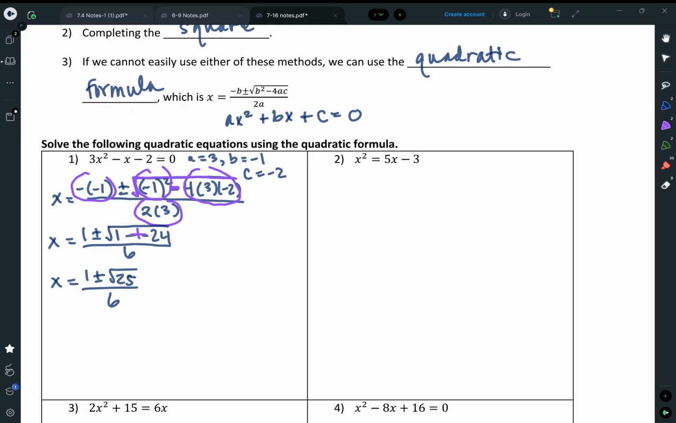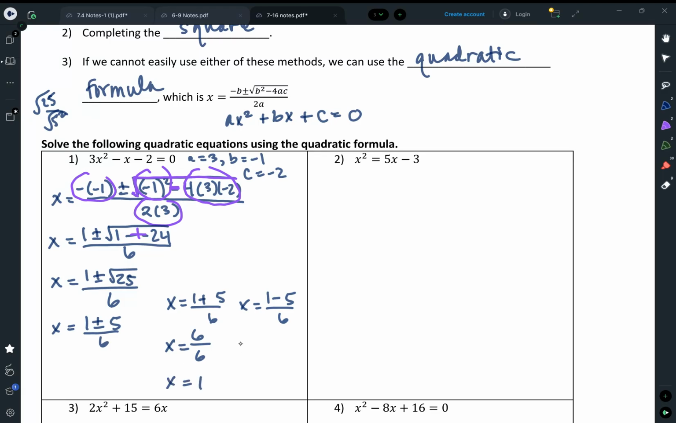Remember, 25 is 5 squared. If I rewrite the square root of 25 as the square root of 5 squared, we can easily see it's just 5. So x equals 1 plus or minus 5, divided by 6. At this point we need to write our two different equations because of that plus or minus. We have to split it up. So it's either x equals 1 plus 5 divided by 6, or x equals 1 minus 5 divided by 6. The first one would be 6 over 6, or 1. The second one would be 1 minus 5, which is -4/6, or -2/3. So there are our answers for the first one.